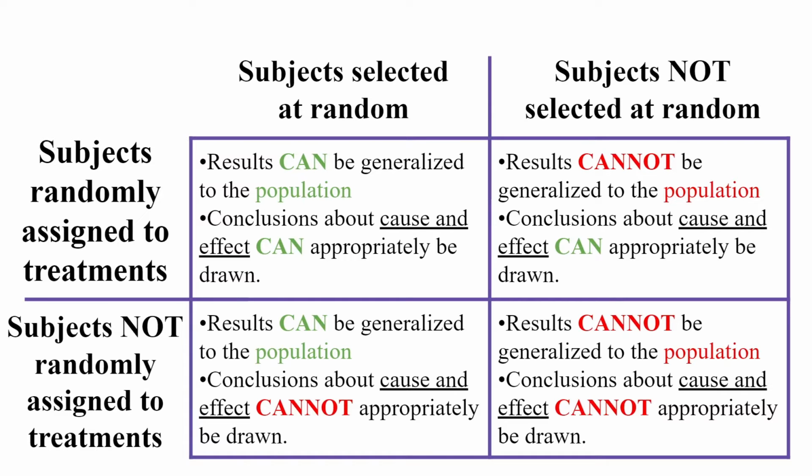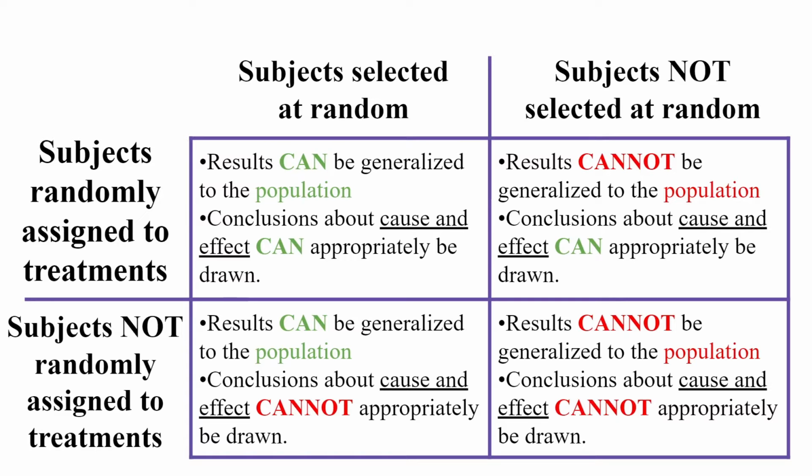at random, and assign them treatments at random, we can both generalize to the population and conclude about cause and effect. If we don't do one of those things, if we don't select them at random, or if we don't randomly assign the treatments, something gets lost.